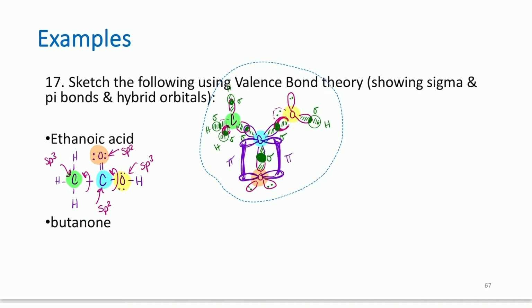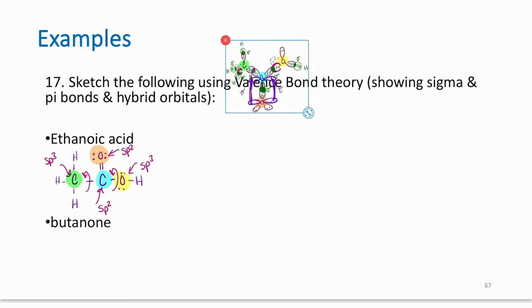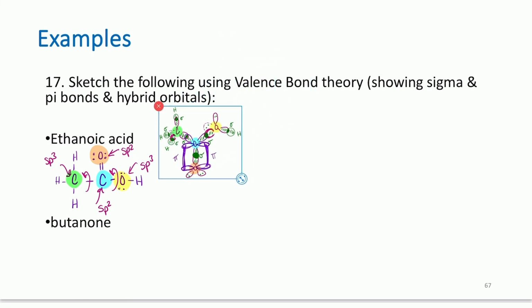I'm going to move this up and shrink it because I need to be able to write butanone. Okay, so butanone. Butanone tells me ketone. Ketone, I know, has an RCR structure where the R's may or may not be equivalent, and I've got a double bond to oxygen. But tells me 4 carbons.